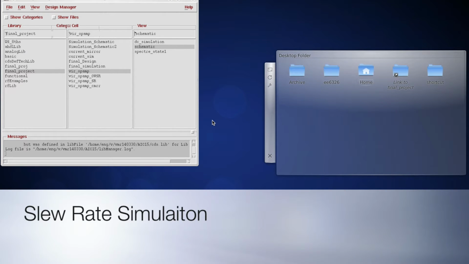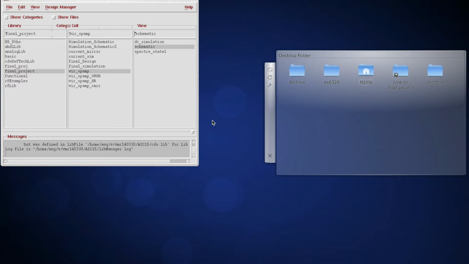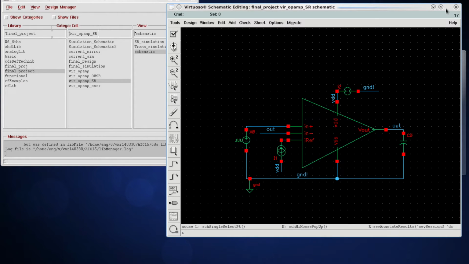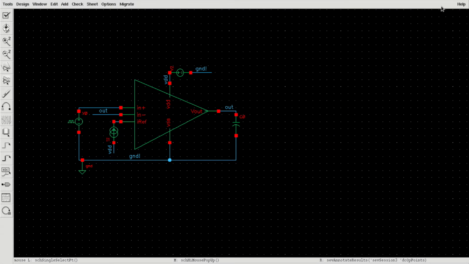Today in this video I'm going to show you how to measure the slew rate for your circuit, basically for your amplifier or the op amp circuit. So let's see the setup for measuring the slew rate. Here is my schematic for measuring the slew rate.